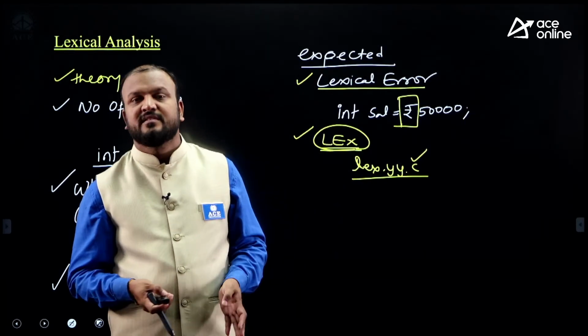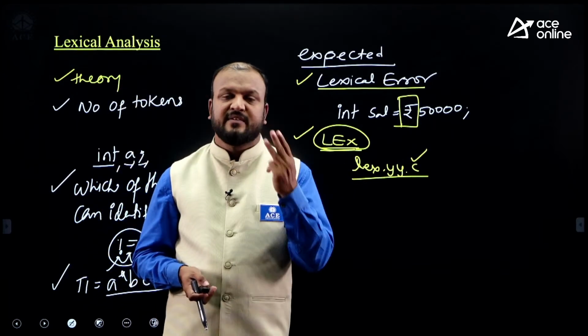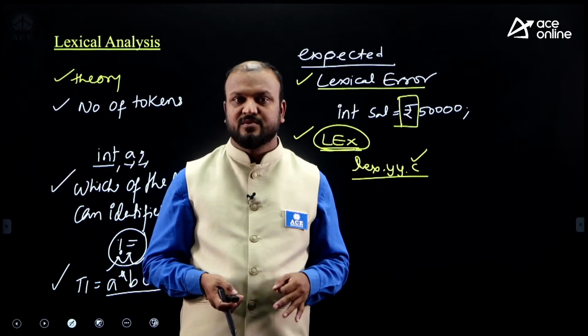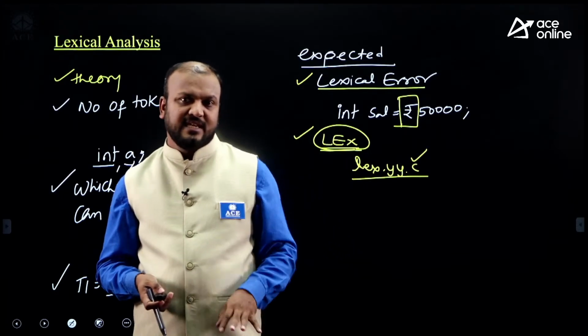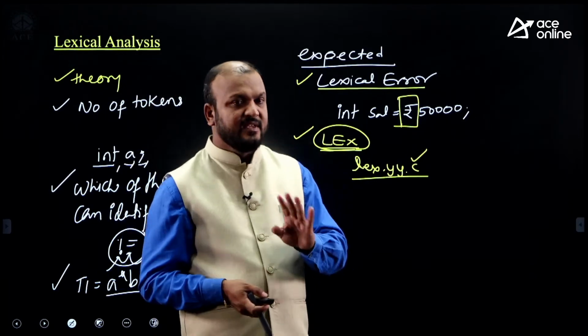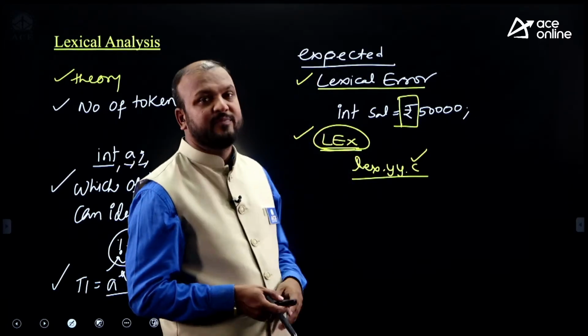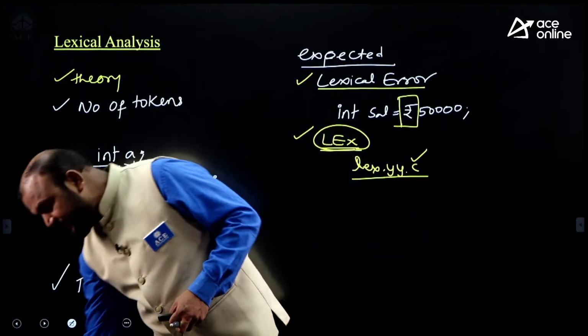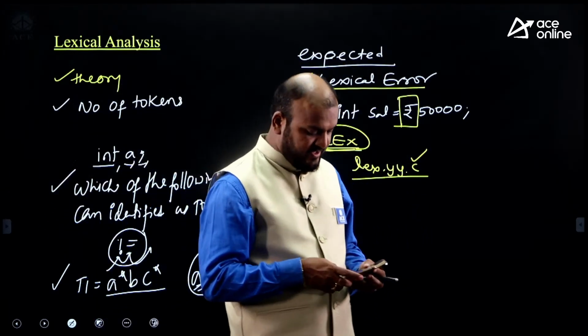How many sections are in a lex program? A lex program has 3 sections: declarations, auxiliary procedures, and translation rules. Some theoretical questions like these you can expect from lexical analysis. This is the first chapter, and from the first chapter you can expect only these kinds of questions.